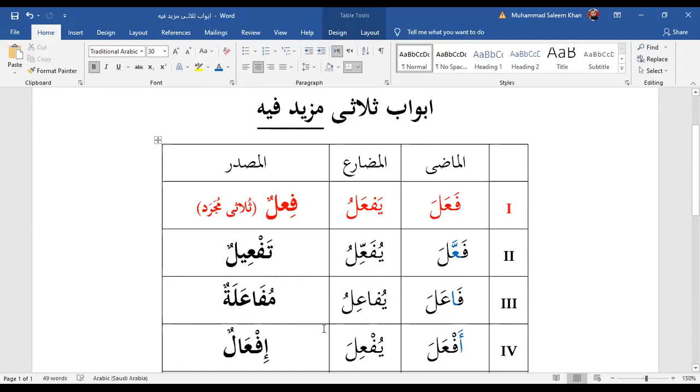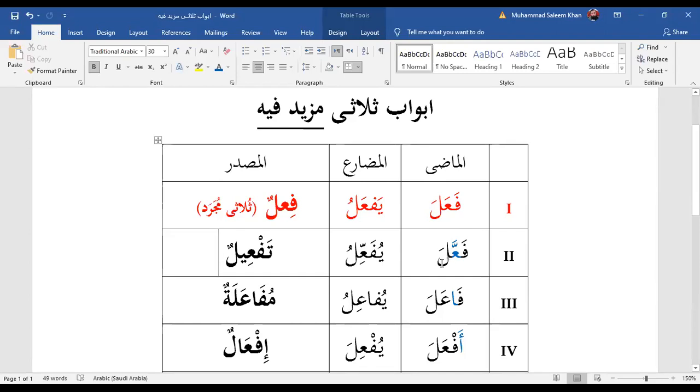Now, why do we need to memorize as of now? We only need to know the mazid fihi abwab, their names. And as we discussed earlier, they have some specific characteristics. For example, why do we have to change a verb from fa'ala to fa''ala, and when it changes, what change takes place? Inshallah, these characteristics we will learn slowly but surely. So the first one today, I'm giving you one verb on this pattern that we have to memorize.